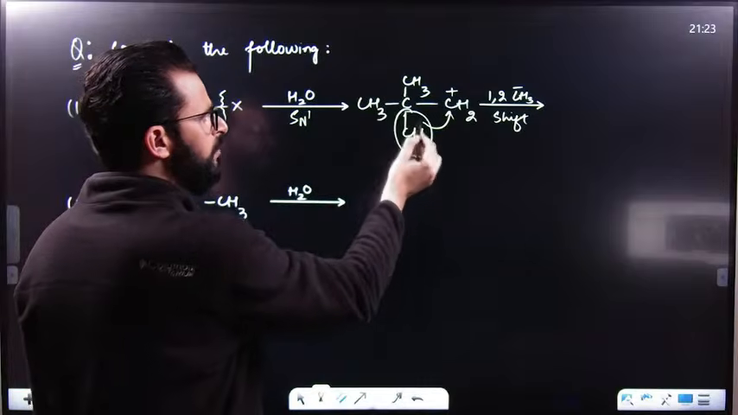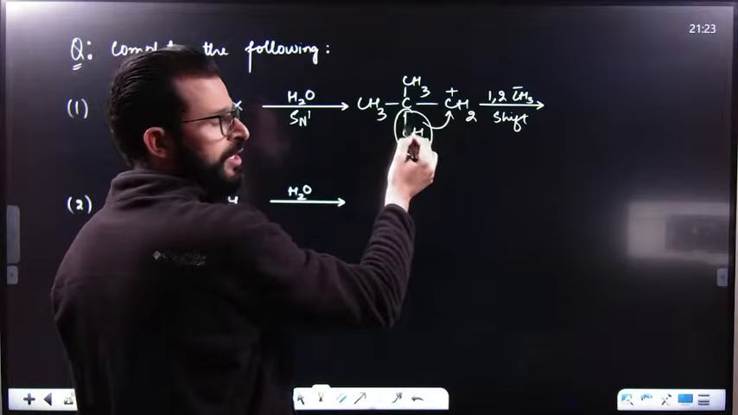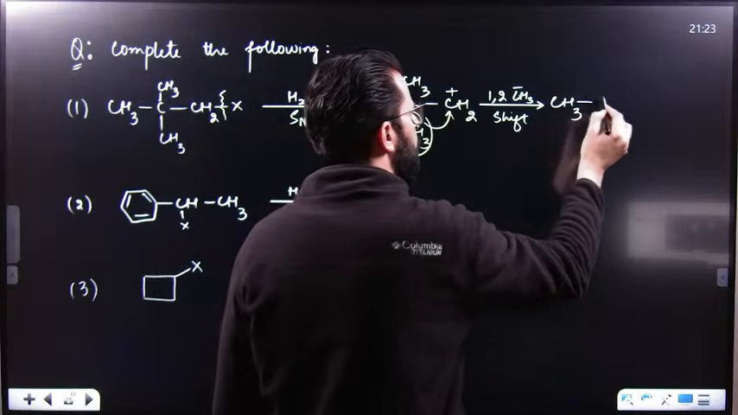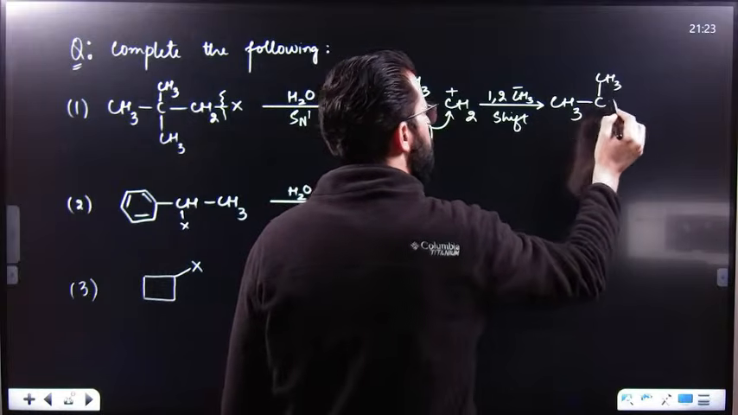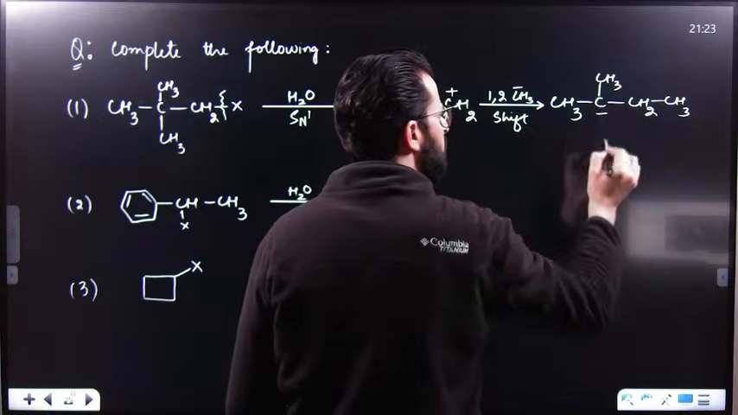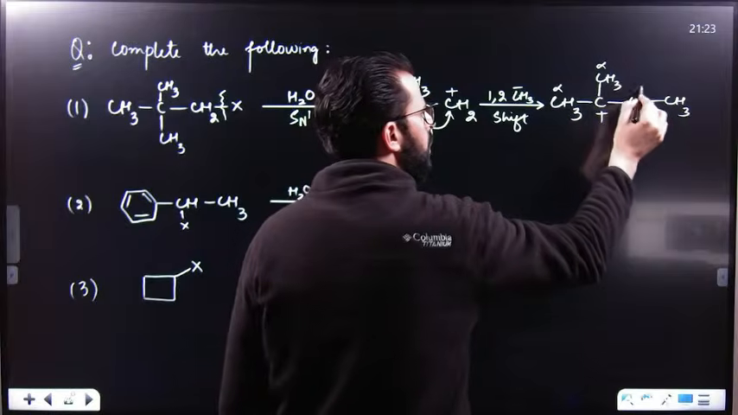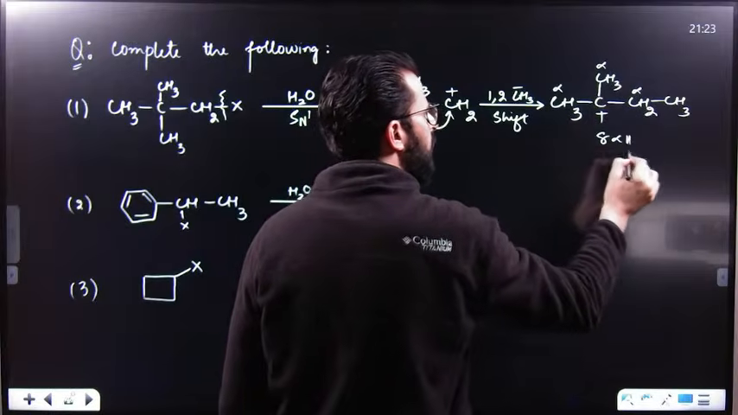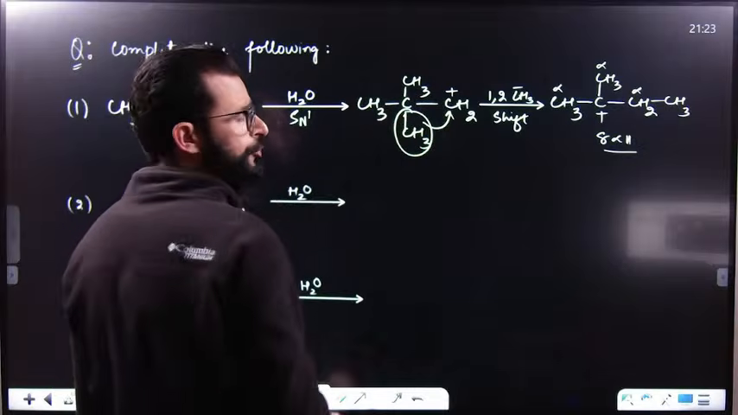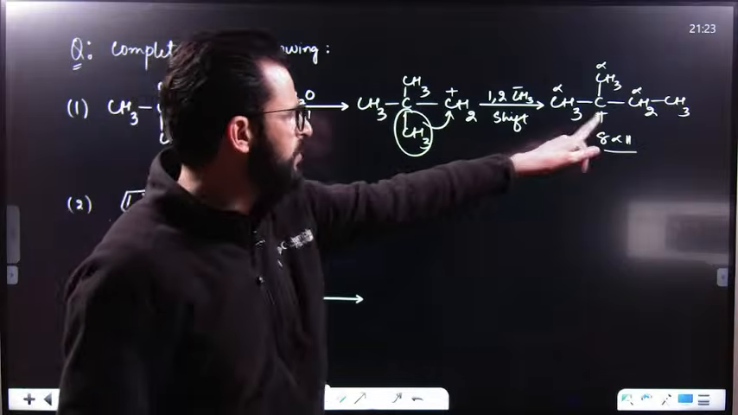Why carbanion? Because methyl is shifted with its electrons, that means with negative charge on carbon. So methyl carbanion shift, and it will result in the formation of this carbocation, CH3, CH2, CH3. Why has this shift taken place? Because now it is stabilized by 8 alpha hydrogens. Earlier it was only stabilized due to inductive effect because there were no alpha hydrogens. So this is the more stable carbocation.